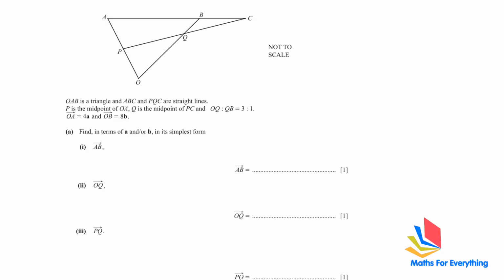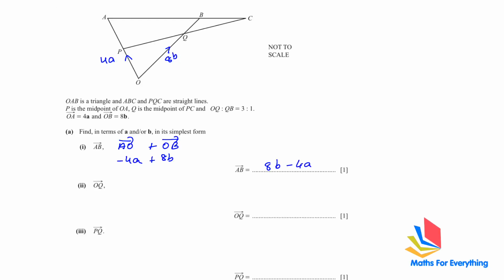So vector AB we can find by finding the vector AO plus OB. OA is 4A. Therefore, AO is going in the other direction. It will be negative 4A. And OB is 8B. Therefore, AB is equal to 8B minus 4A.